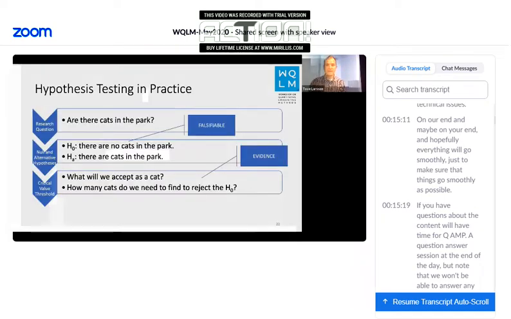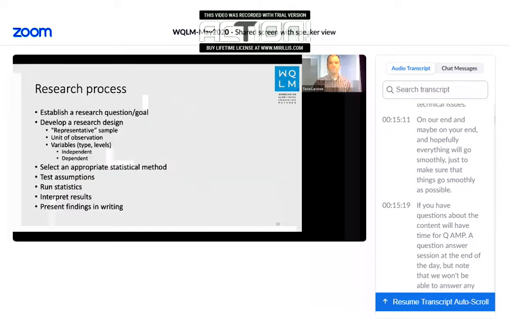Okay, so getting back to our example, the evidence that we need in order to test our hypothesis comes from the observations that we'll make about cats, essentially looking in the park to see if we find any cats at all, and we need to decide on how we'll measure catness and so on in animals that we observe.